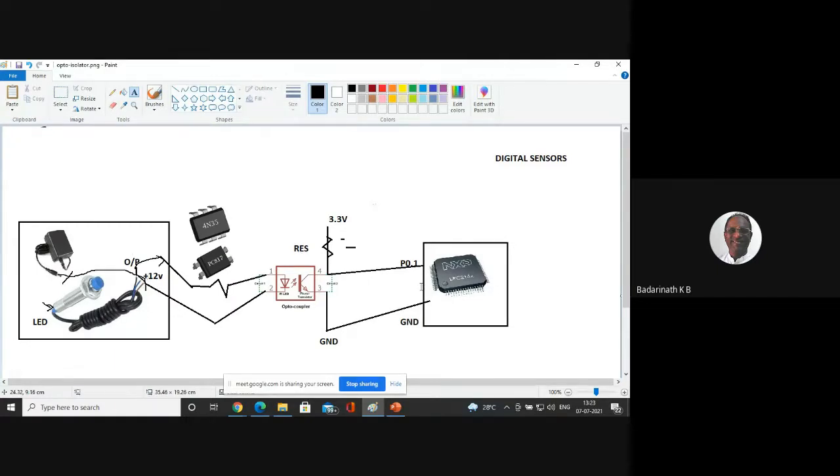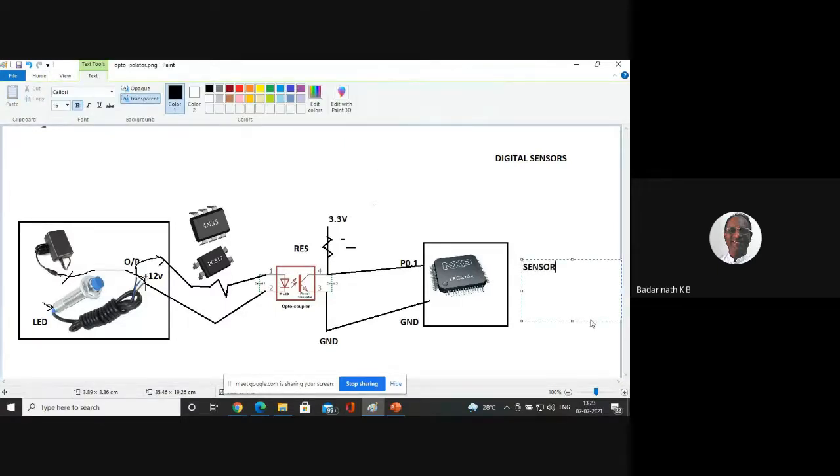Now, once this is done, whenever the transistor is 1, this LED conducts and this gets shorted, you will get a 0. That means whenever the sensor is on, what voltage do you get at the microcontroller? The 0 voltage you get on the microcontroller. Whenever the sensor is off, you are going to get a 1, that is 3.3 volts, or it's called logic 1. So here it's a logic 0 I'm going to get.